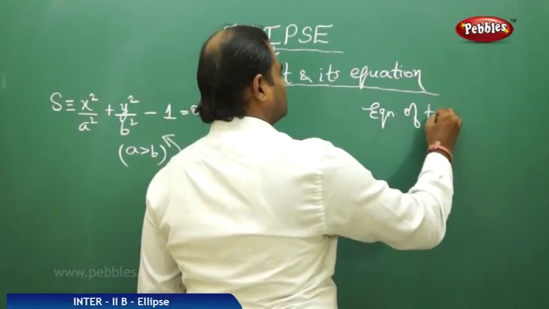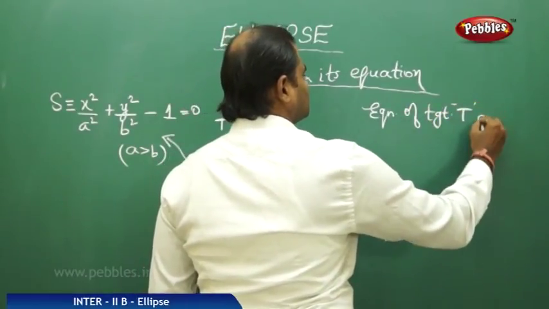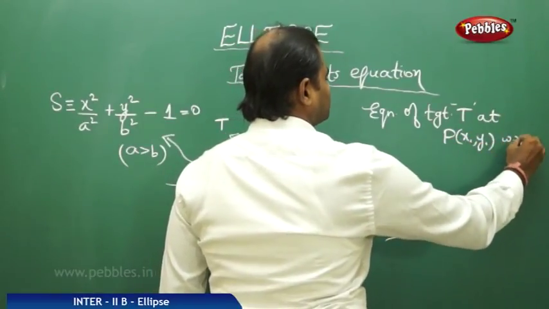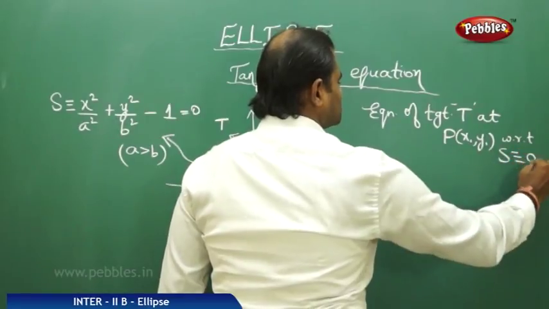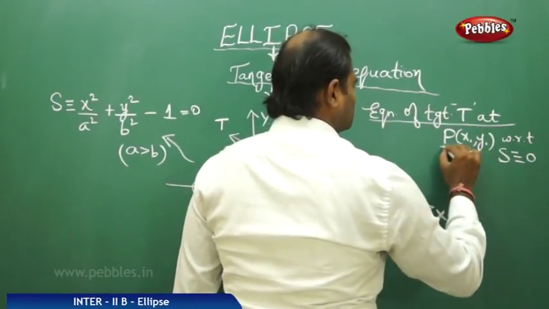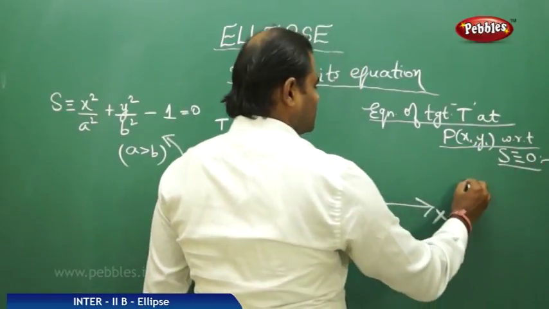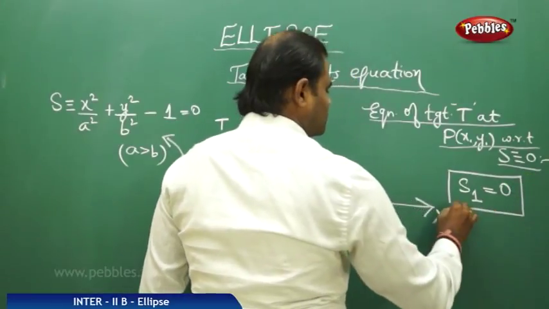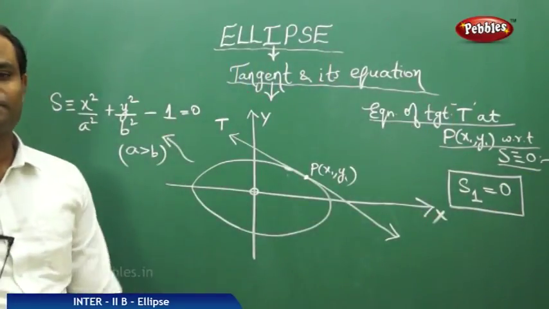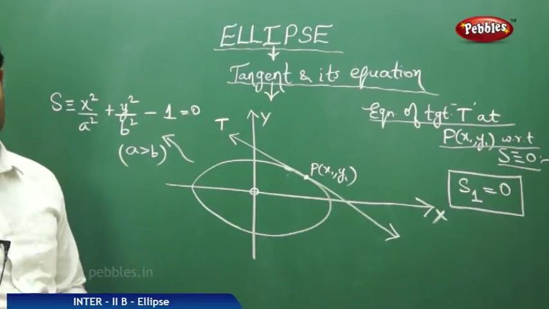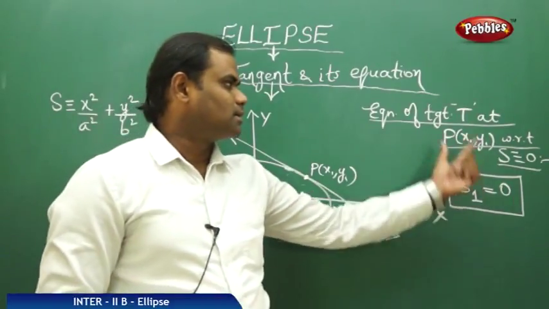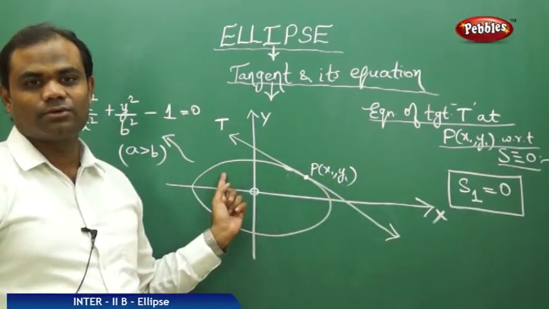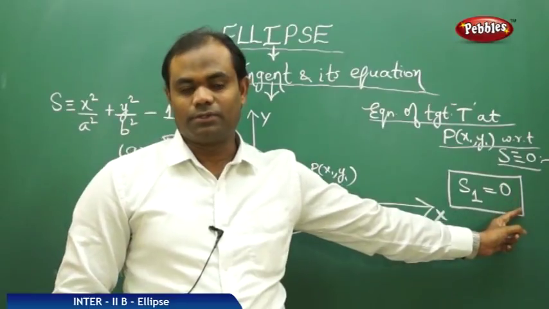The equation of tangent T at P (x1, y1) with respect to S = 0 is given by S1 = 0. So this is the way we find the equation of a tangent. S1 = 0. We know what x1 and S1 are. And hence, the equation of the tangent at the point P (x1, y1) with respect to the ellipse S = 0 is given by S1 = 0.